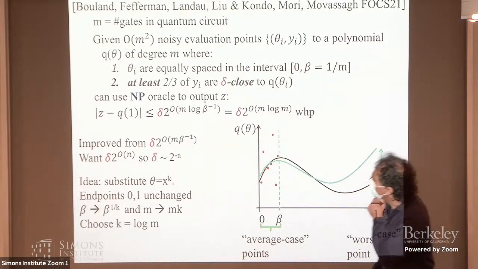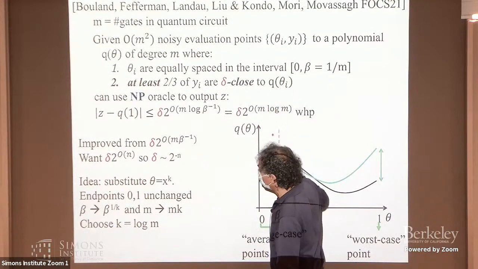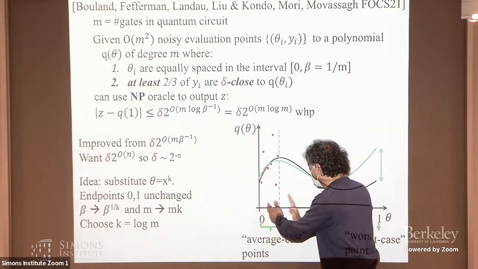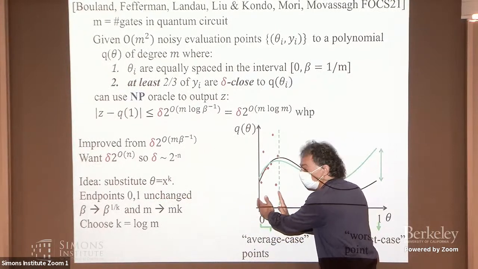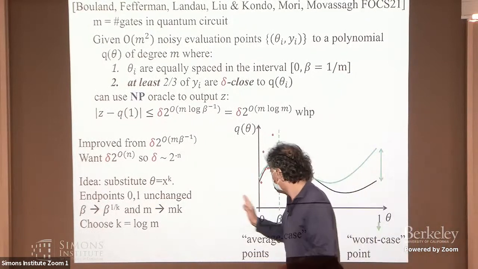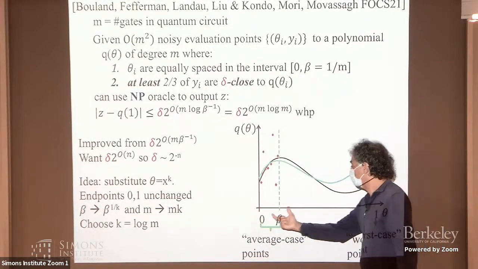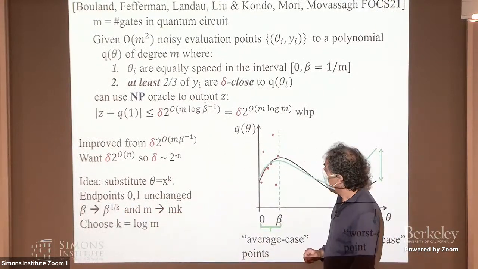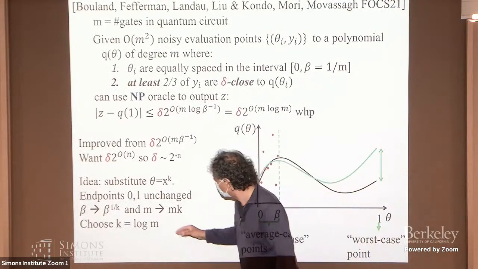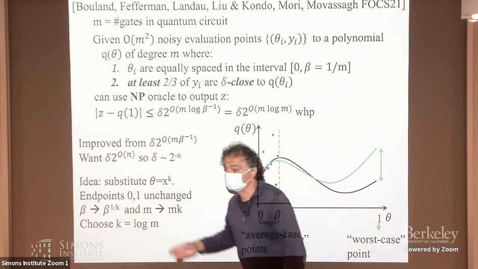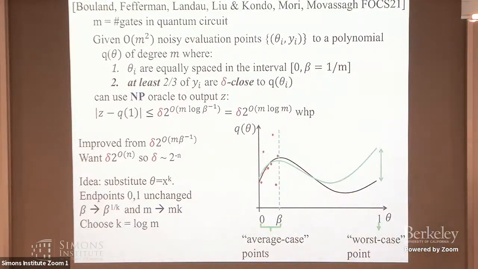Actually, the improvement to get down to m log m is really quite nice. The idea is to substitute theta as x to the k, so you focus your attention on this interval. That leaves the endpoints unchanged, but now beta goes to beta to the 1 over k. If you choose k to be log n, that becomes m log m and m to the 1 over m. So it focuses the results.